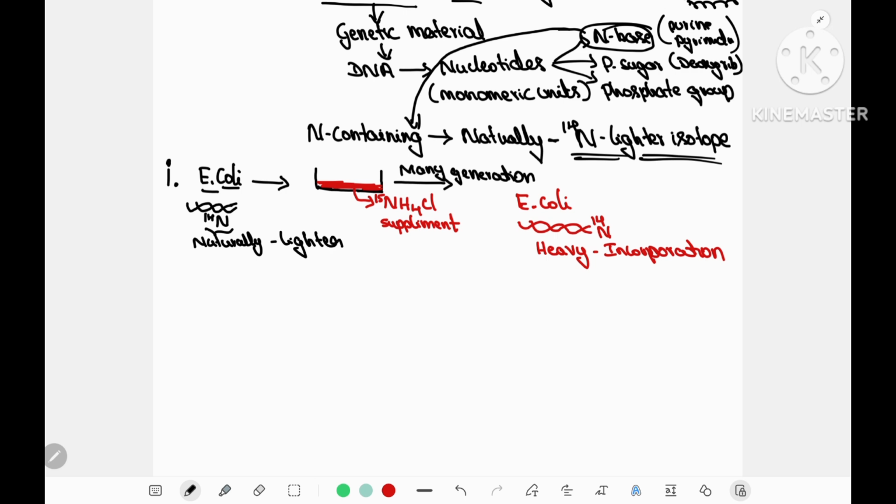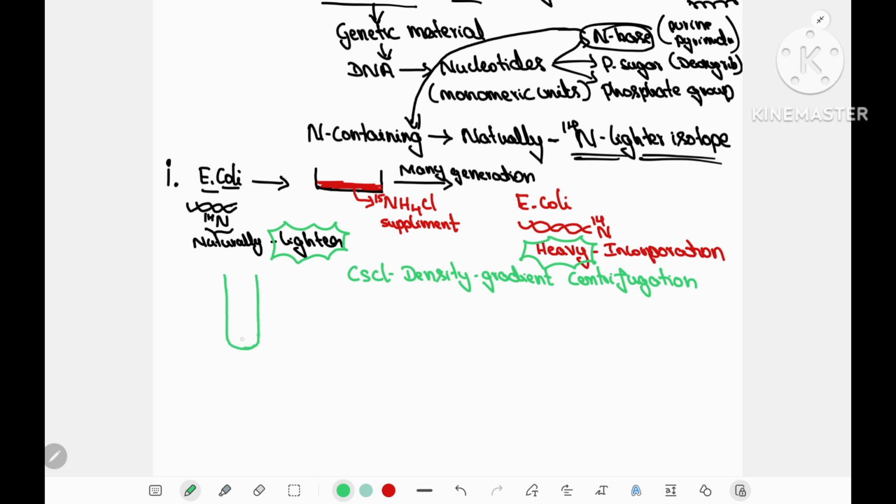Now all the cells which are produced will only have nitrogen 15. Sorry, I have written here as N14, but that's not N14, that is N15. So that is a heavy DNA. Which one is having N14 is a lighter DNA, which one is having N15 is heavy DNA. So don't get confused here.